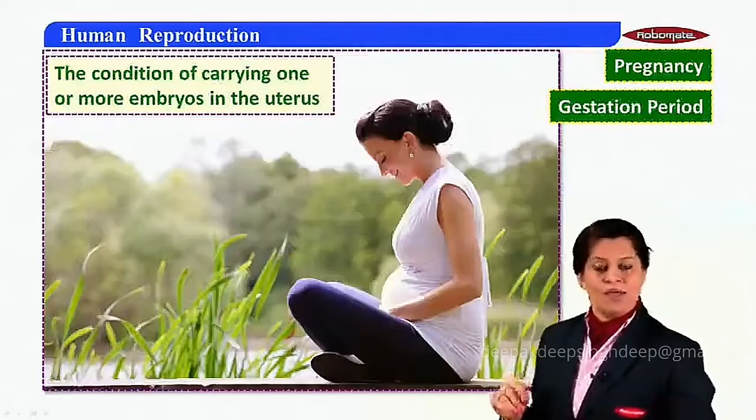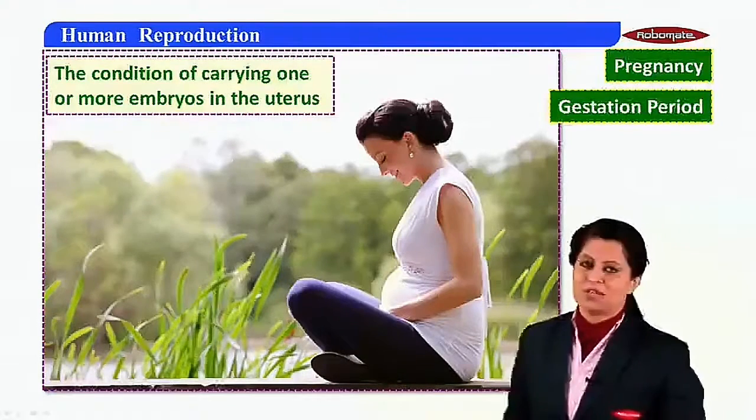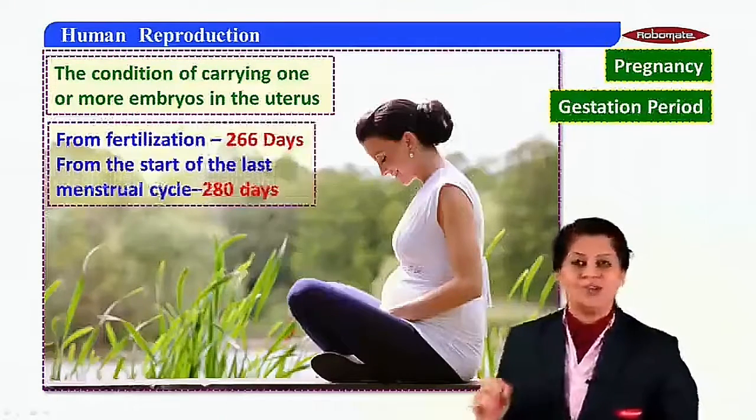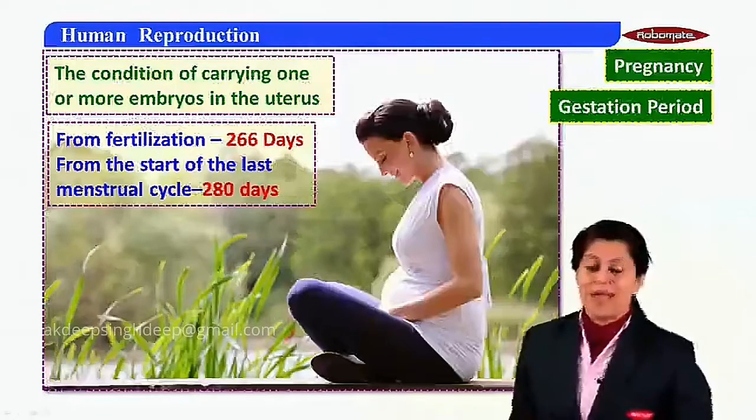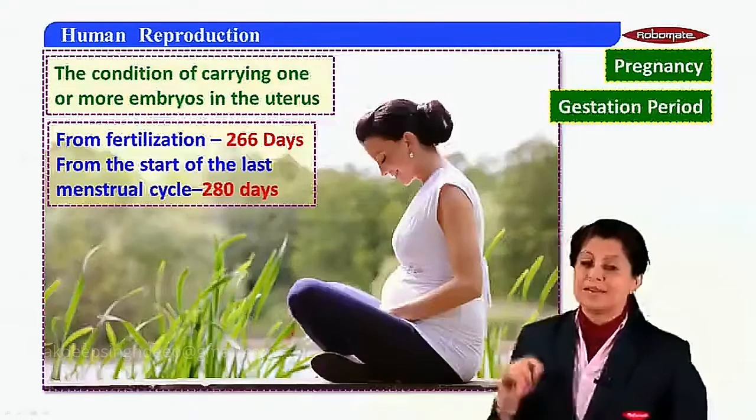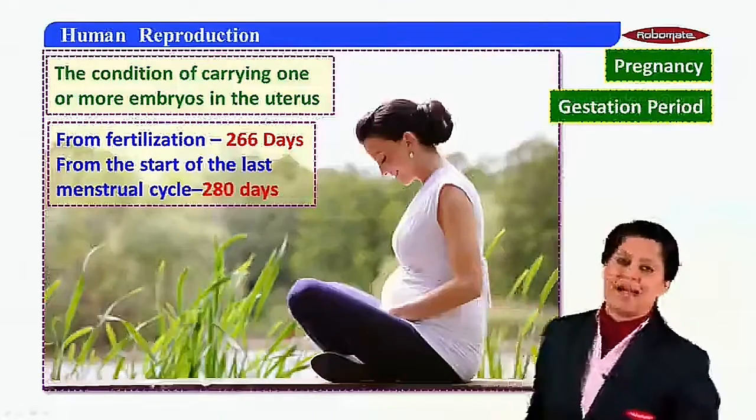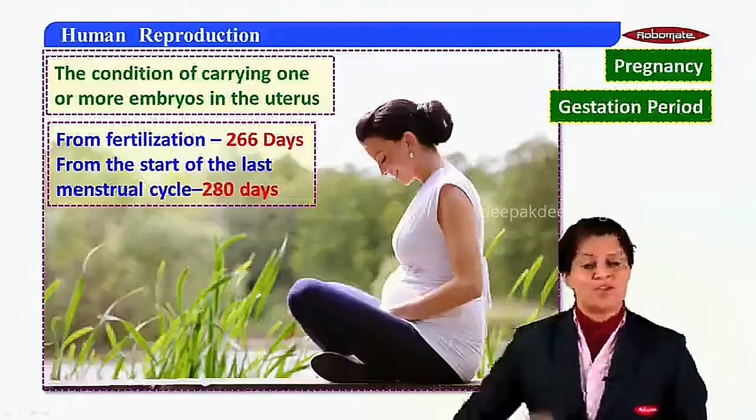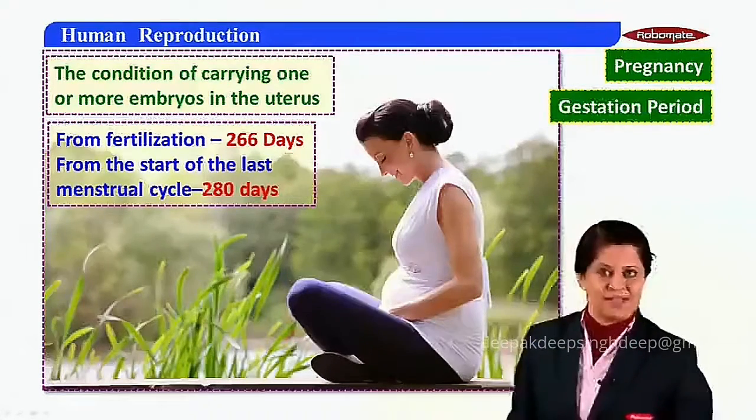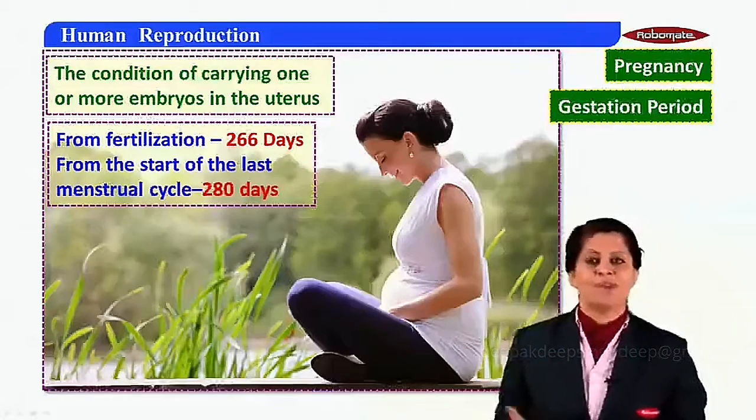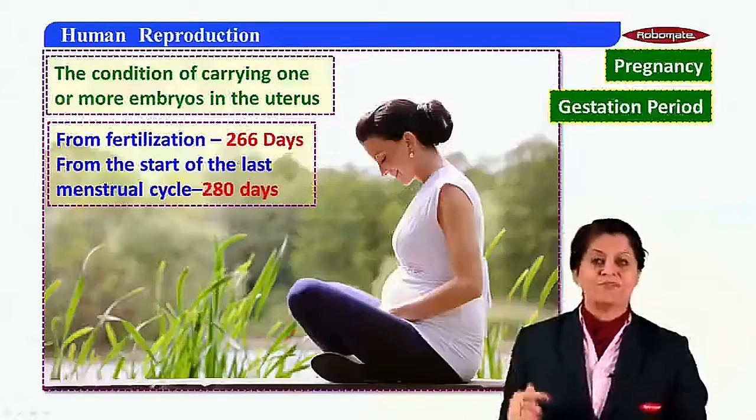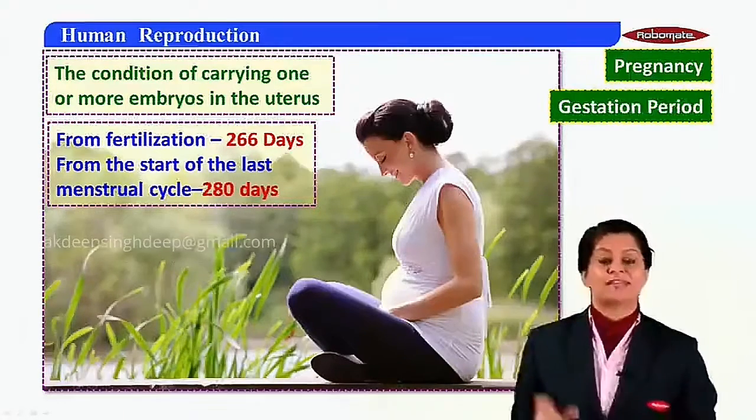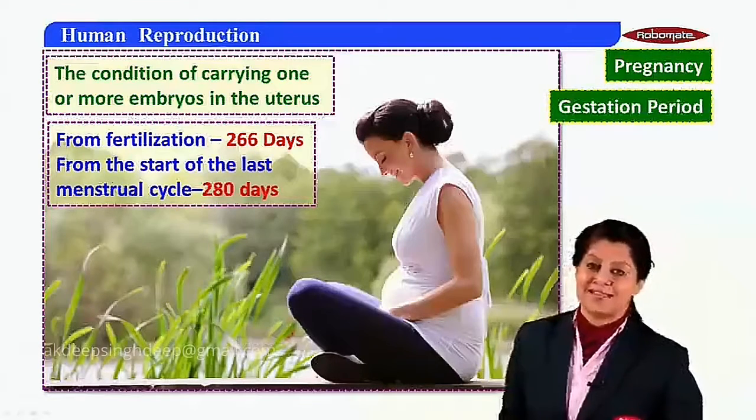And how long is the pregnancy period in human students? It is 280 days from the start of the last menstrual cycle. And if we calculate from the fertilization, we calculate it as 266 days. And why so? Because students, fertilization occurs only when the ovulation occurs. And ovulation happens on the 14th day. So we have to subtract 14 days from the 280 days. That gives us the time period from the fertilization.